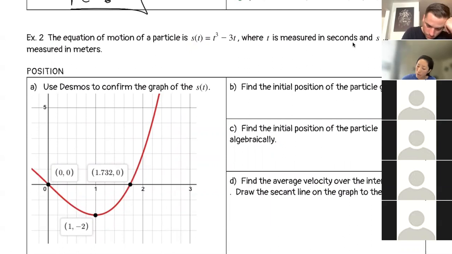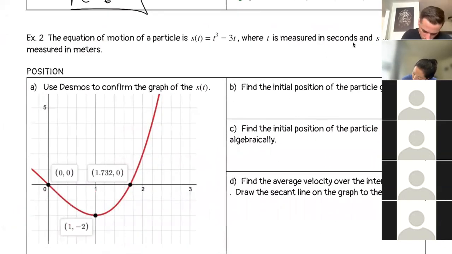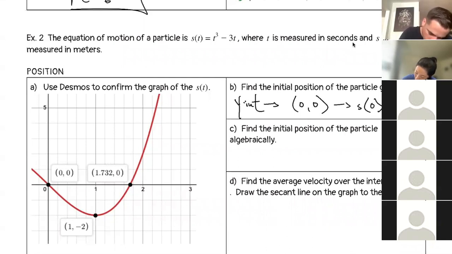Let's remind ourselves, how do we find that initial position from a position graph? Good, great, Sophia. We're looking for when time equals 0. Graphically, this would be the y-intercept, and in this case that is 0, 0. We could also think about that as S of 0. So this point right here gives our initial position.